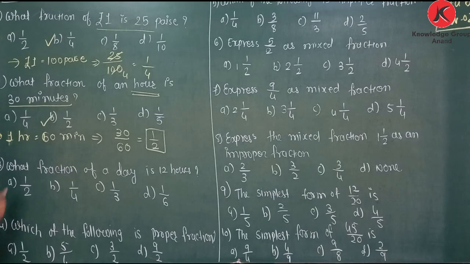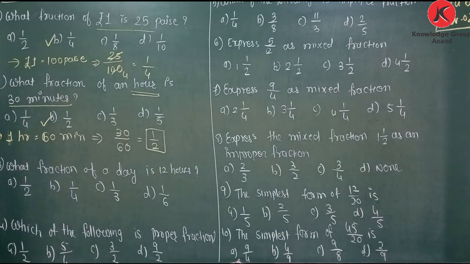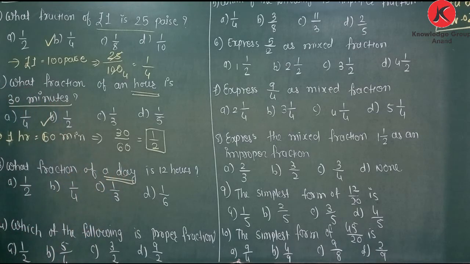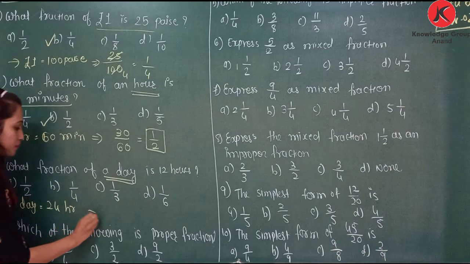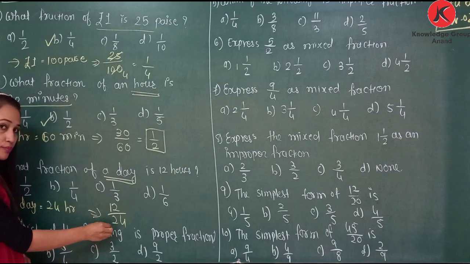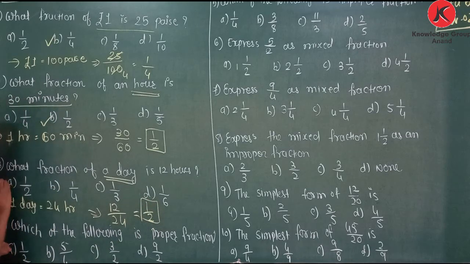Now next one. What fraction of a day is 12 hours? In a day, how many hours? 24. So we can write 1 day is equal to 24 hours. So 12 hours divided by 24, that is 1 day. So it is 1 by 2. Again that is our answer A, 1 by 2.